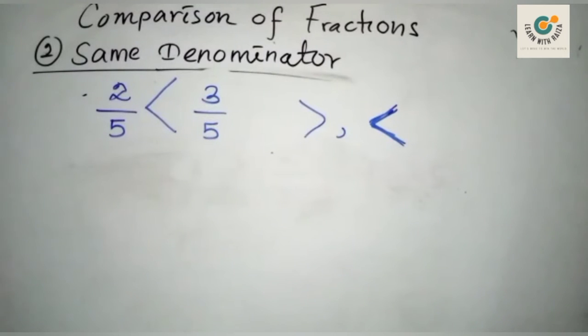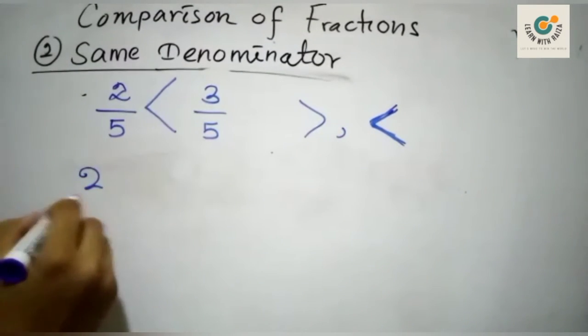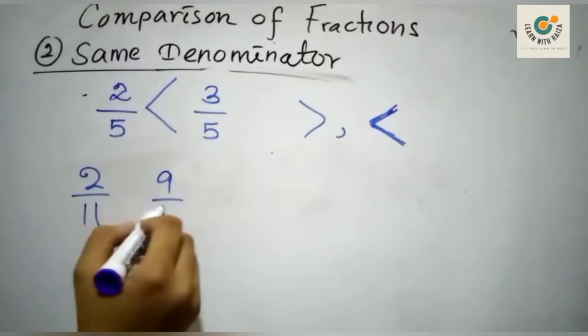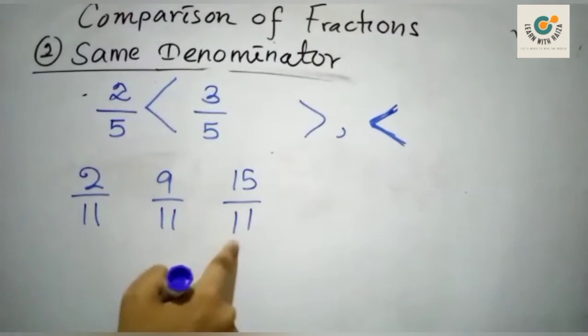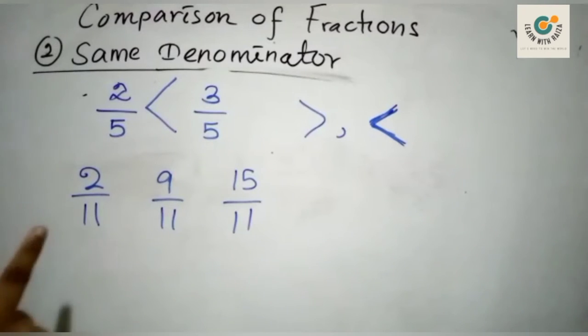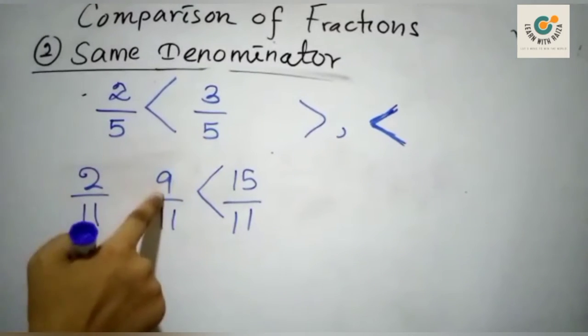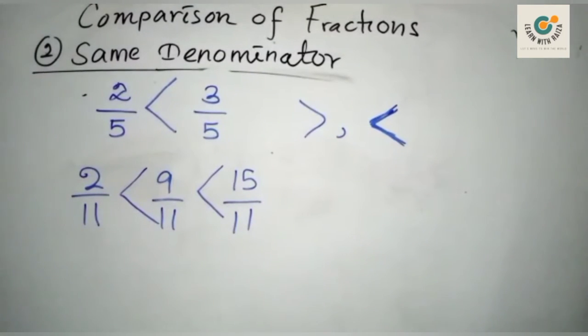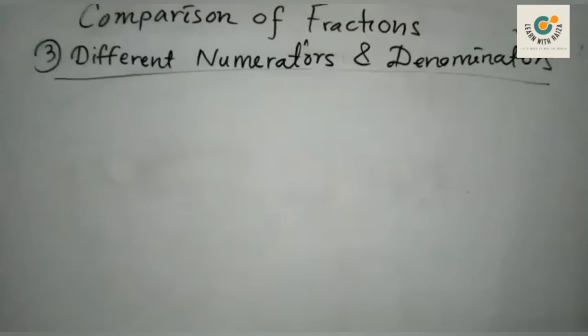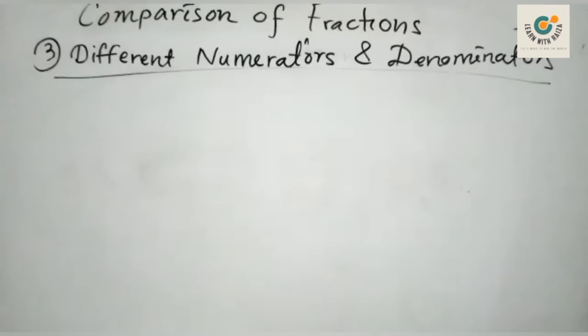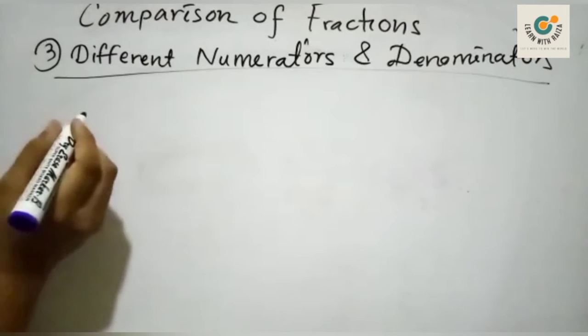I repeat it again. When you have two fractions with same denominator, larger fraction will be the fraction with the larger numerator. So when you are given sets of fractions with same denominators, 9 over 11, 15 over 11. Denominators are same. Larger numerator is this, so this is larger. So this is the way of comparing fractions with the same denominator. But if you are given fractions with different numerators and different denominators, how do you compare?